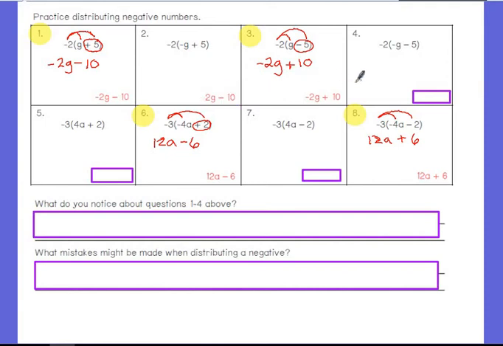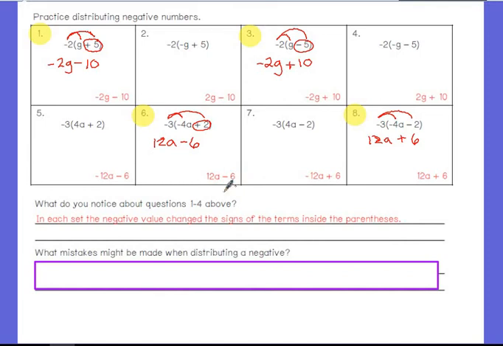For number 2, 2g minus 10. 4, 2g plus 10. 5, negative 12a minus 6. 7, negative 12a plus 6. The question said, what do you notice about questions 1 through 4? Okay, well, I noticed they were basically all the same. I noticed they're pretty much the same numbers involved, it's just different signs. So in each set, the negative value changed the sign of the terms inside the parentheses, because what was inside the parentheses changed my outcome.